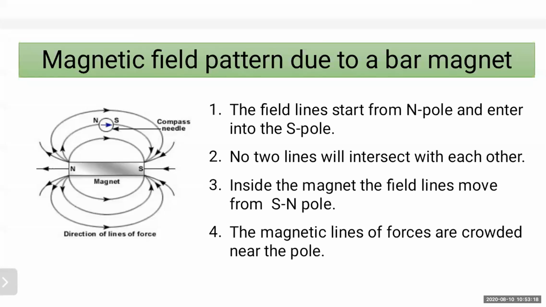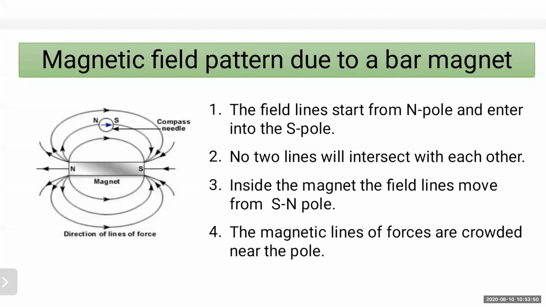So look at that diagram, there are the magnetic lines. The two lines will never intersect with each other. Third point is, inside the magnet, the field line moves from south to north pole. Always remember, inside the magnet, the field lines move from south to north pole.